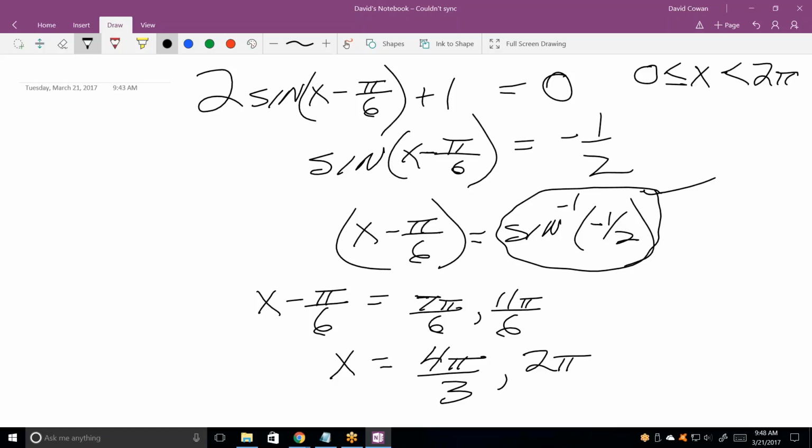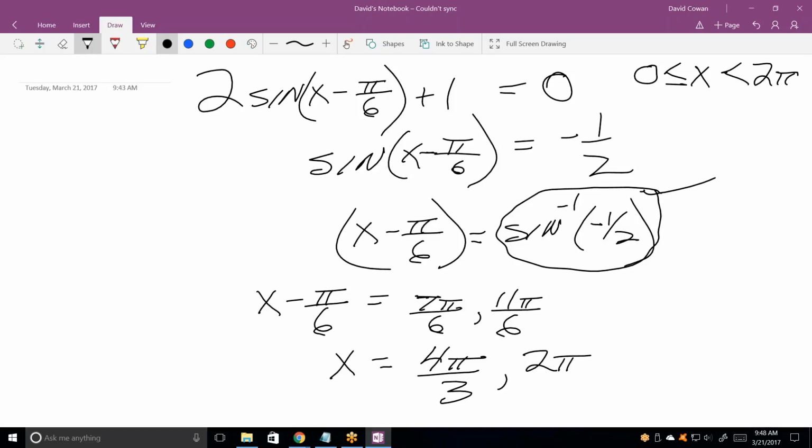Now, what's the problem now? I'm unsure. Our two answers are not inside our domain. And unless they put a less than or equal to 2 pi up there, and they don't usually. Wait, but 4 pi over 3 isn't in the domain?